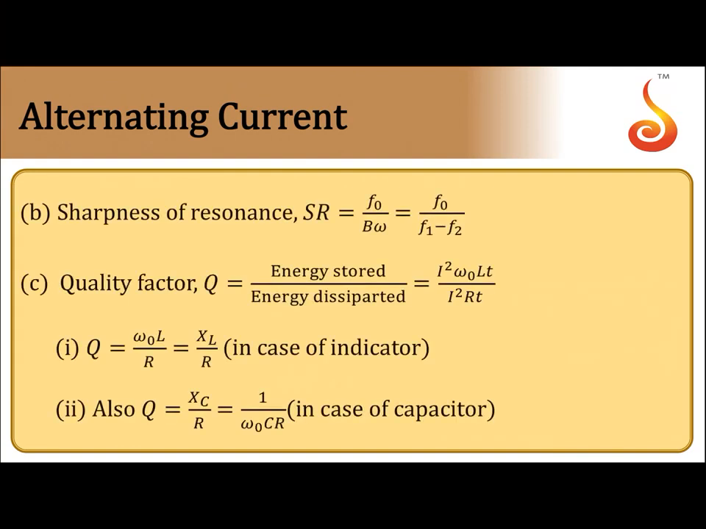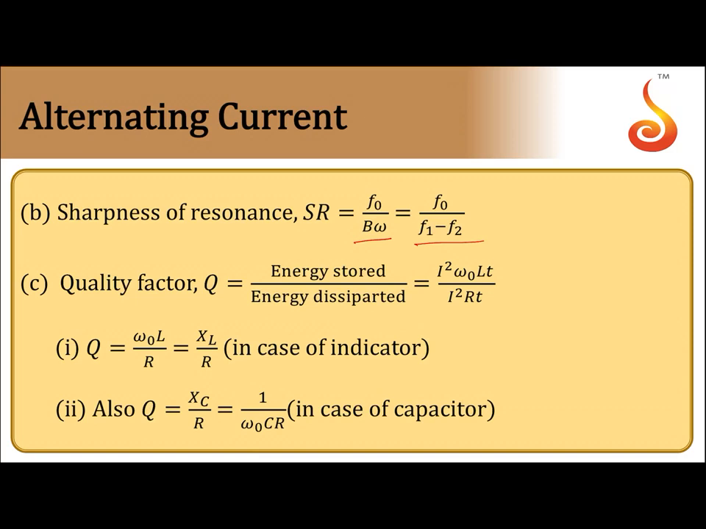So sharpness of resonance is measured by f0 divided by bandwidth, that is f0 divided by f1 minus f2. More is the sharpness, more will be the sensitivity of the circuit with respect to frequency.